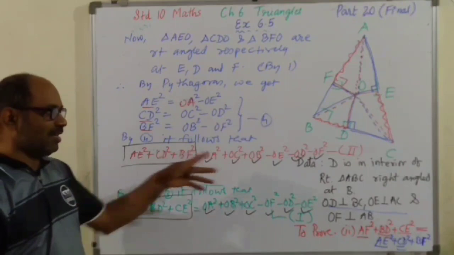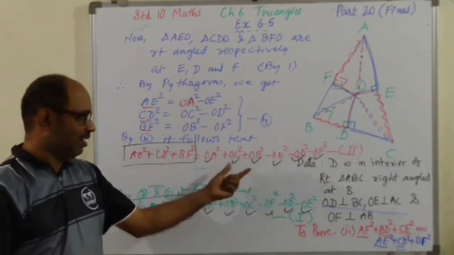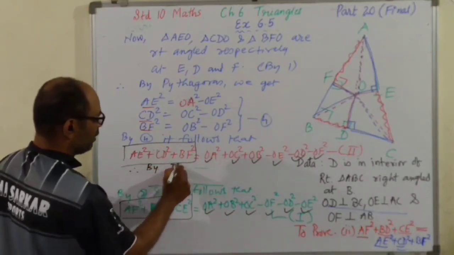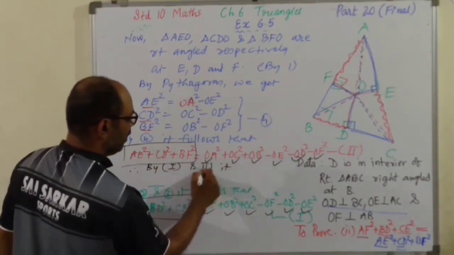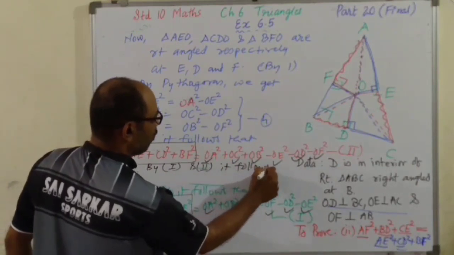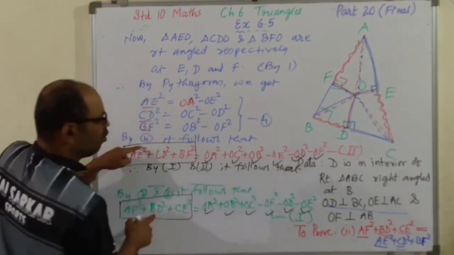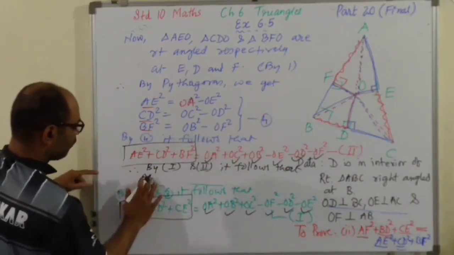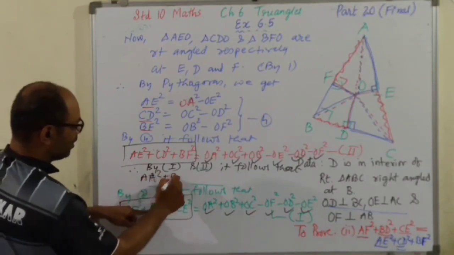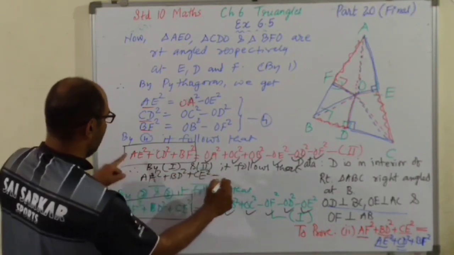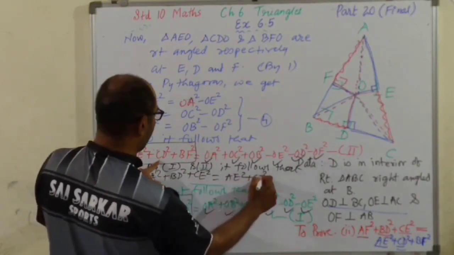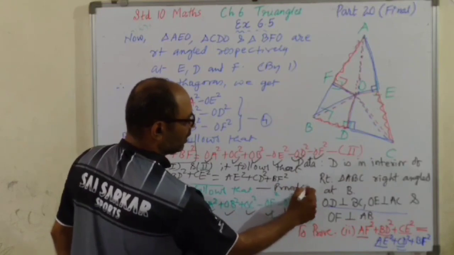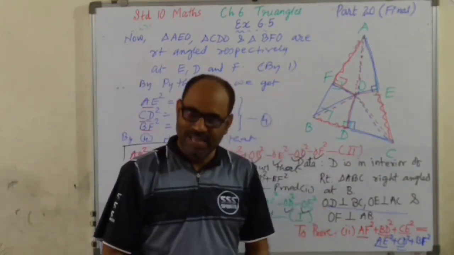So the two boxes are equal to the same thing. Right hand sides are equal. So, therefore, we write here, by first and second, it follows that these two boxes are equal to the same thing, so they are equal. It follows that AF square plus BD square plus CE square is equal to AE square plus CD square plus BF square, and that is true. Result number 2. I hope you have understood that.